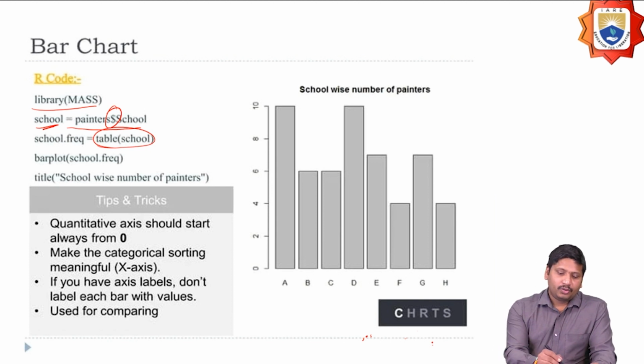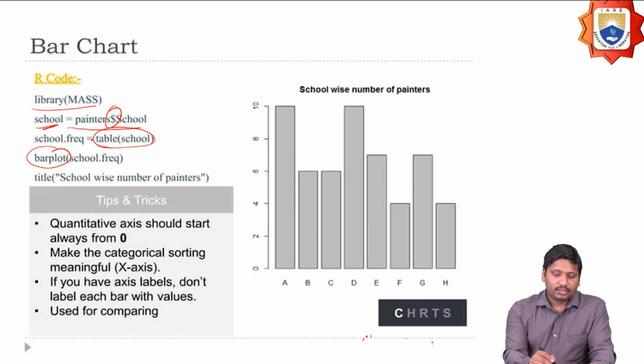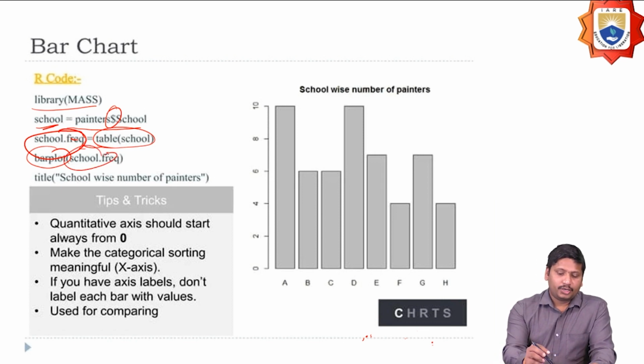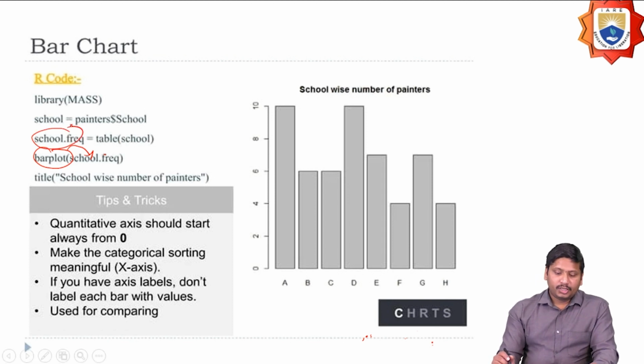Then make use of the plot function, barplot, with school dot frequency. So I extract the table, school dot frequency, and from this I construct the bar plot. By using the barplot method, I can represent the plot graph of the school frequency. If I want to add a title, the title should be school wise number of painters.